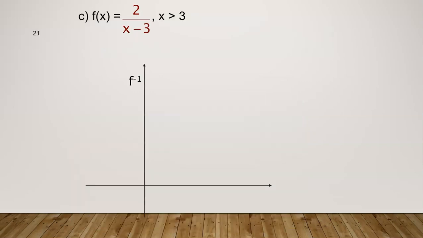Okay, how about this one? C, 2 over x minus 3, x greater than 3. So in this case, our f(x) cannot be touching this line, right? Meaning that x cannot be 3. Okay, there will be an asymptote line. You cannot touch at that line.